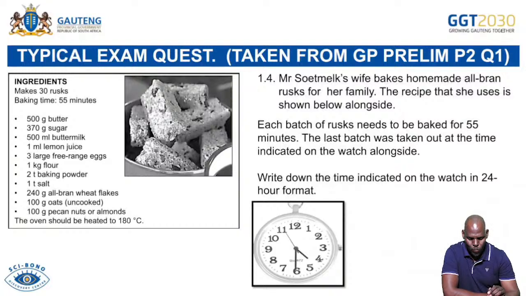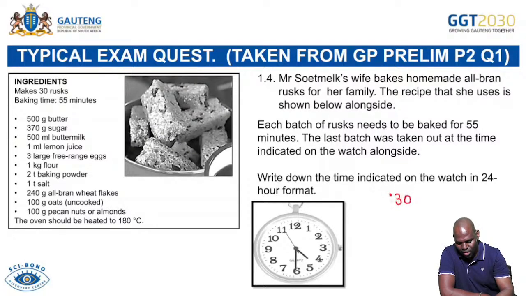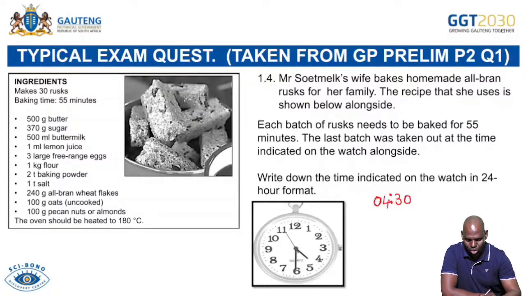Okay, then this one is 1.4. They say write down the time indicated on the watch in 24-hour format. Write down the time that is indicated here. It's nearly half past, so this is 4:30. This is 04:30. In 24-hour format, it might be slightly 04:31, but it's nearly 04:30.